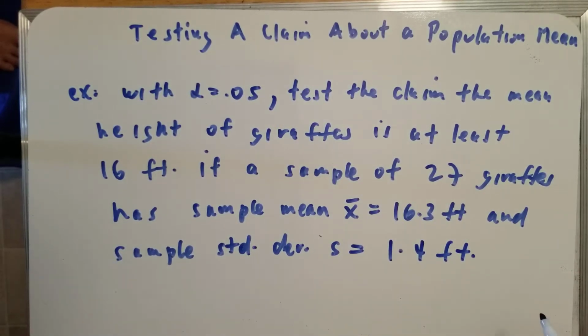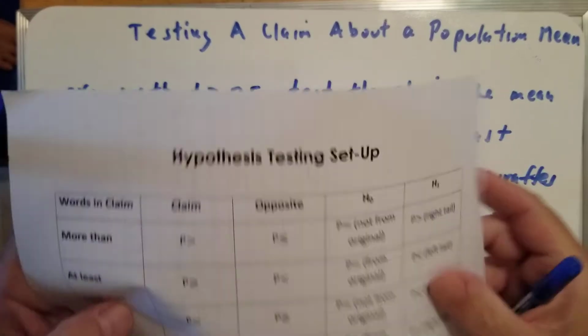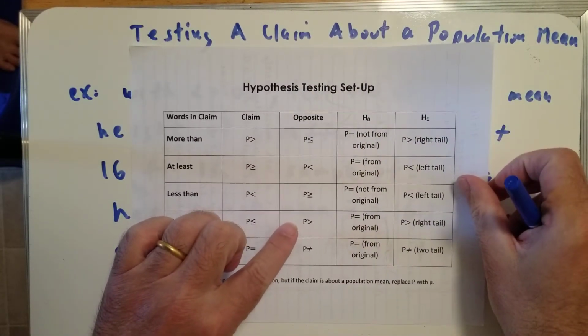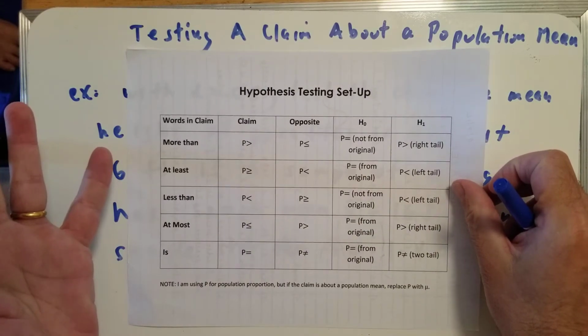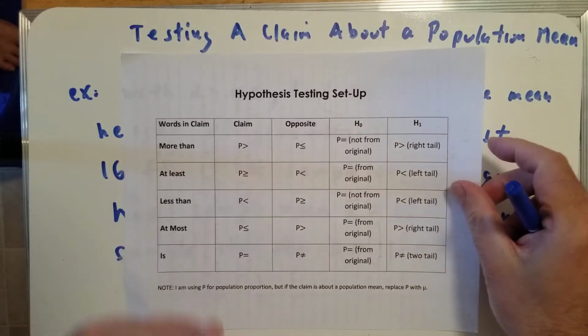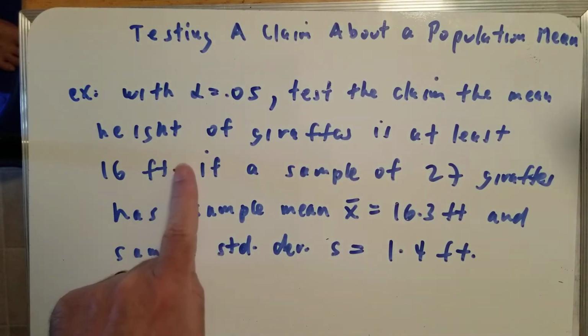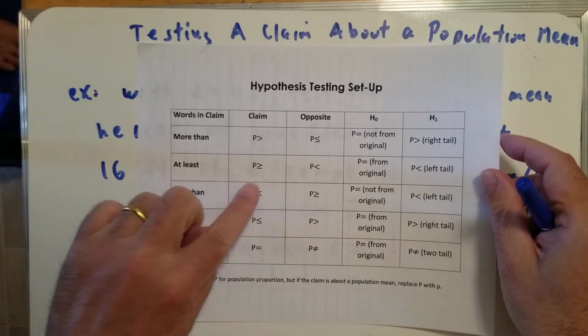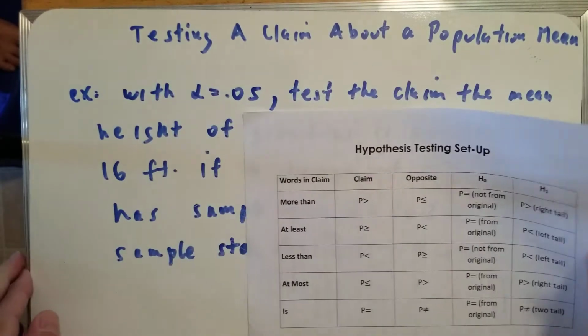Okay, so the three usual things about a hypothesis test apply here. There's the setup, using the calculator, and then drawing the conclusion. For the setup, I'm going to refer to the setup chart. The setup chart has p's for proportion, but because we're testing a claim about a mean, I'm just going to replace the p's with mu's for mean, but the chart still works. The question says the height of giraffes is at least, so I'm going to look at the at least row in the chart, and that's going to give me the setup.